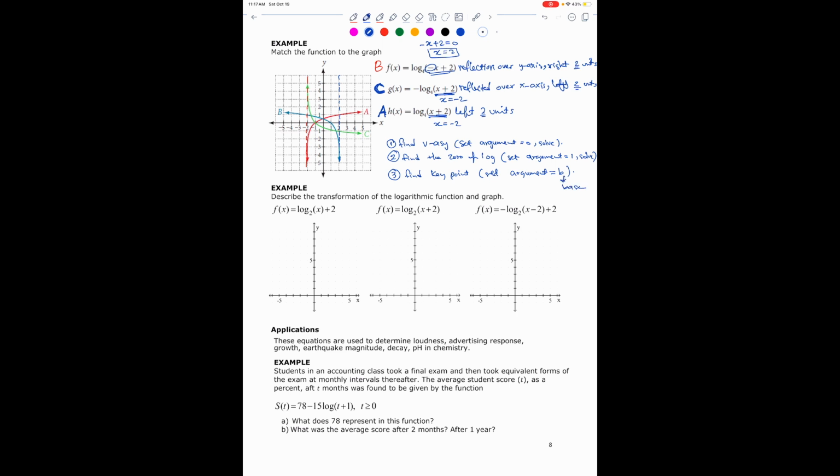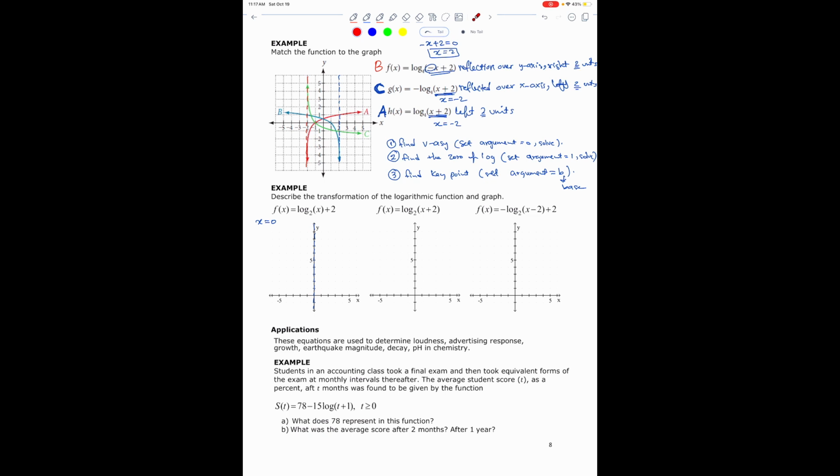So let's try the first one here. We have the function log base 2 of x plus 2. So first we're going to find the asymptote. I'm going to set the argument equal to 0. So x is equal to 0. That is the asymptote. So I'm going to graph the first asymptote. x equals 0 is the y-axis. Here I'm going to highlight it. So I graph the first asymptote.